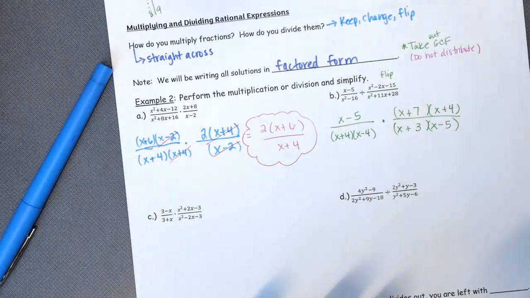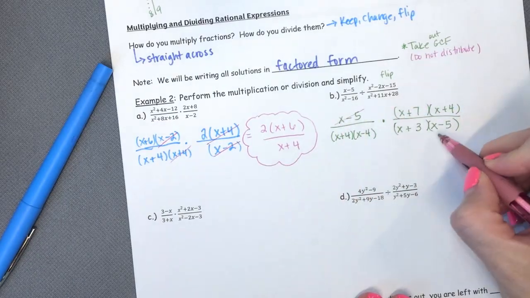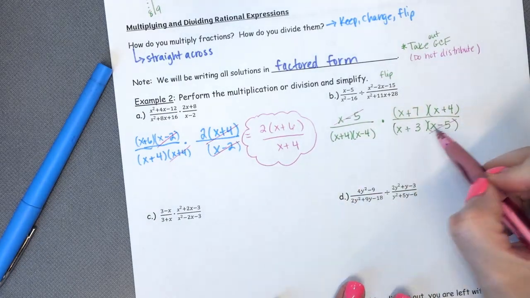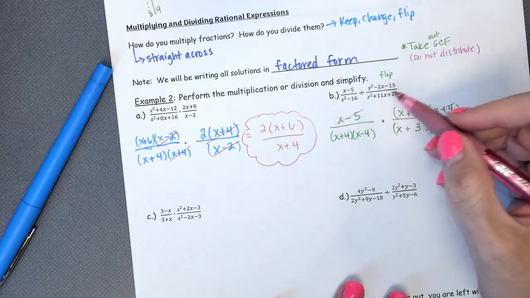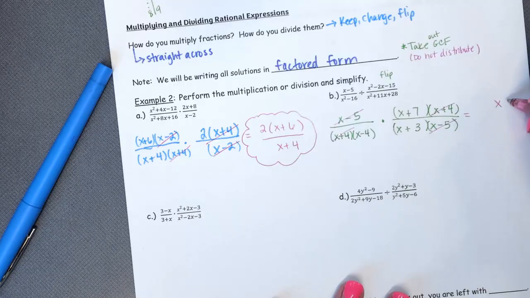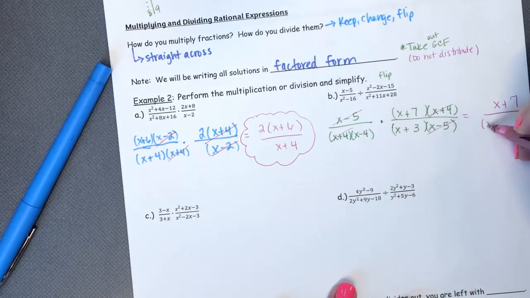And then again, I'm just going to start here. So x minus 5 divided by itself cancels out. x plus 7, nope. x plus 4, yep. So then if I go straight across, I'm left with x plus 7 in the numerator. In the denominator, I have x minus 4 times x plus 3. You do need your parentheses on the bottom there.